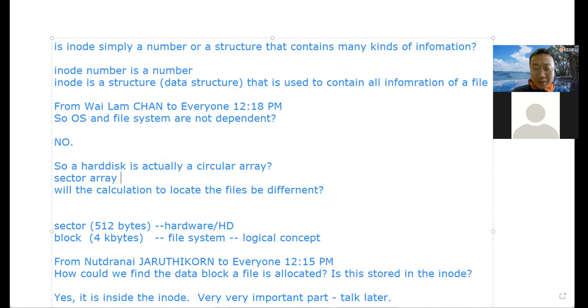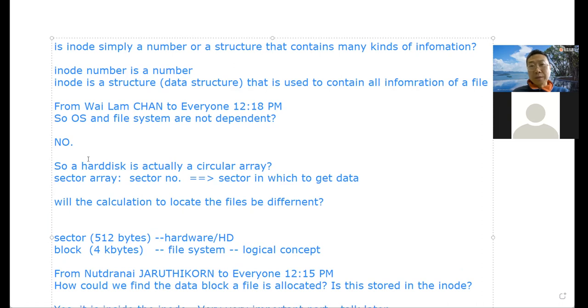You give me a sector number, then I will go to a particular sector in which we can get data. But it's not a circular array. You can think about it as a sector array, but generally speaking, it is a storage device, and the interface is a sector. You give me a sector, you want to read or write this sector, then you follow the certain command. After you prepare your data, you can write your data onto that sector, or you can read your content from the sector, okay?